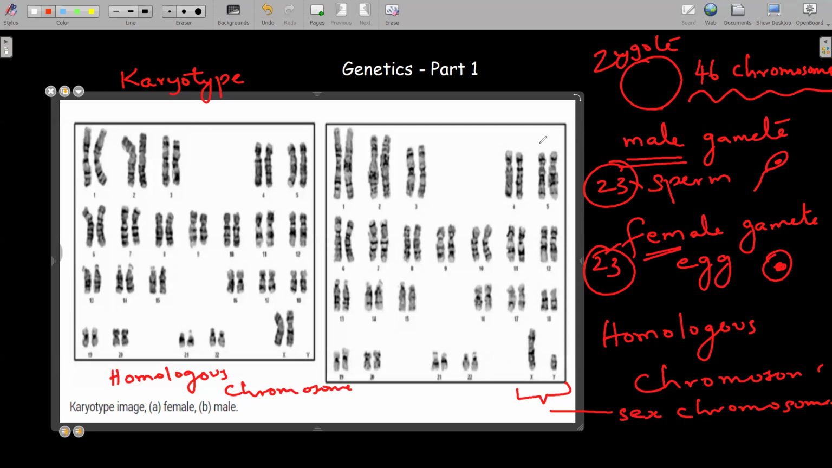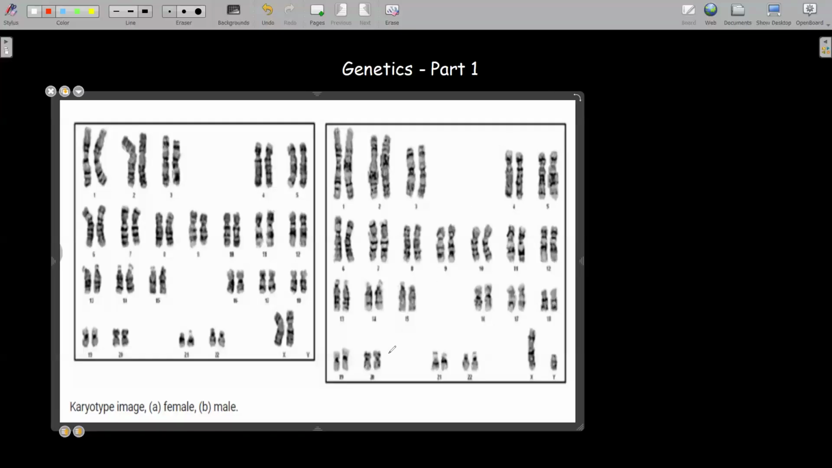Now, the definition of homologous chromosomes: they are pairs inherited from each parent and they have the same length, same size, same gene positions, and the same centromere positions. So if they have the same size, same length, and the same kind of genes, they are homologous chromosomes and they are inherited from both parents. These X and Y chromosomes are not homologous because they don't have the same genetic material.